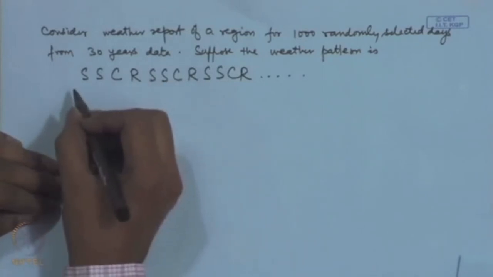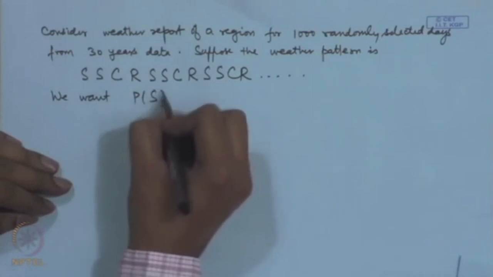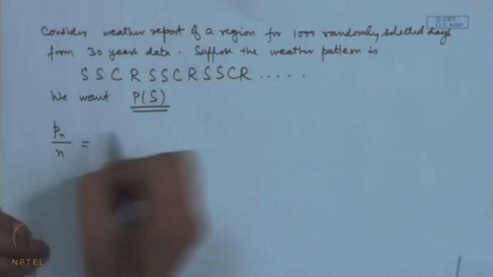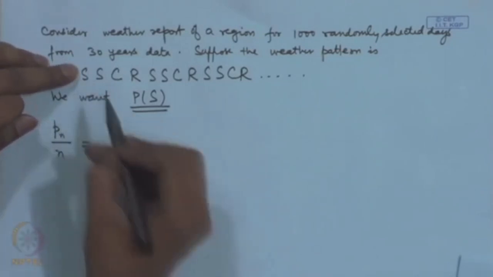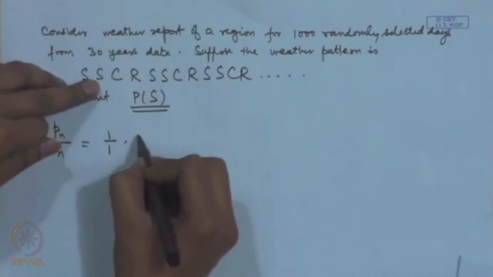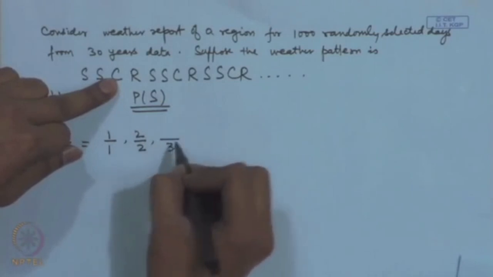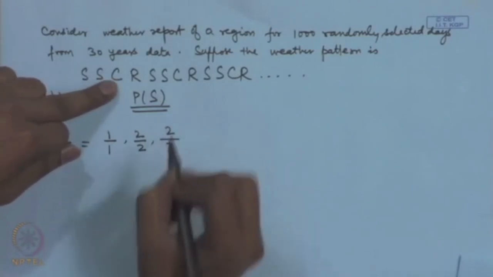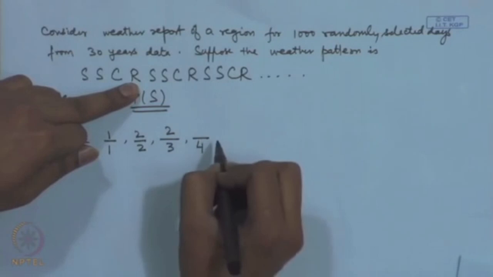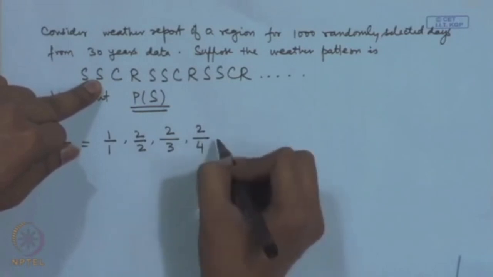Now, we are interested in finding the probability of a sunny day. So, we look at this ratio P n by n. When the first trial was there, we observed a sunny day, so the ratio becomes 1 by 1. In two trials, 2 days it was sunny, 2 by 2. Now, the third day turned out to be cloudy, so the number of sunny days in the three trials is also 2. The next day turned out to be rainy, so the number of occurrences of the event S was 2 out of 4.